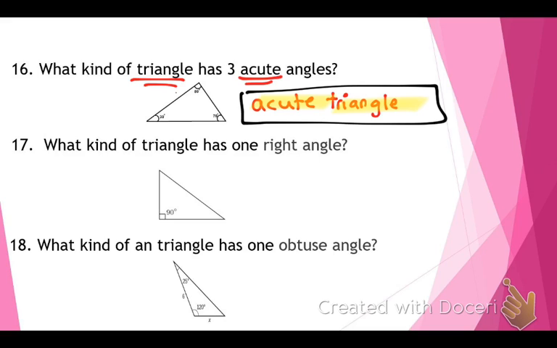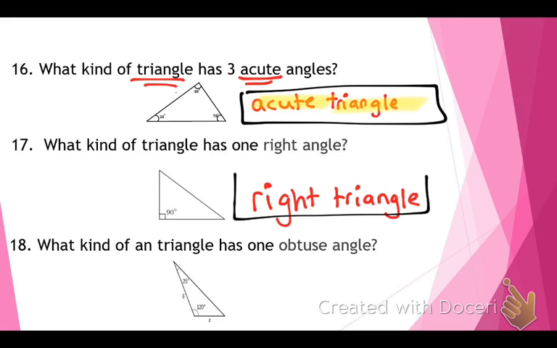What kind of a triangle has 1 right angle? Right triangle. A right triangle. Good job. Once again, you just combined. We know we're looking for the name of a triangle, and it asks for a right angle. All it has to have is 1 right angle, and that becomes a right triangle.